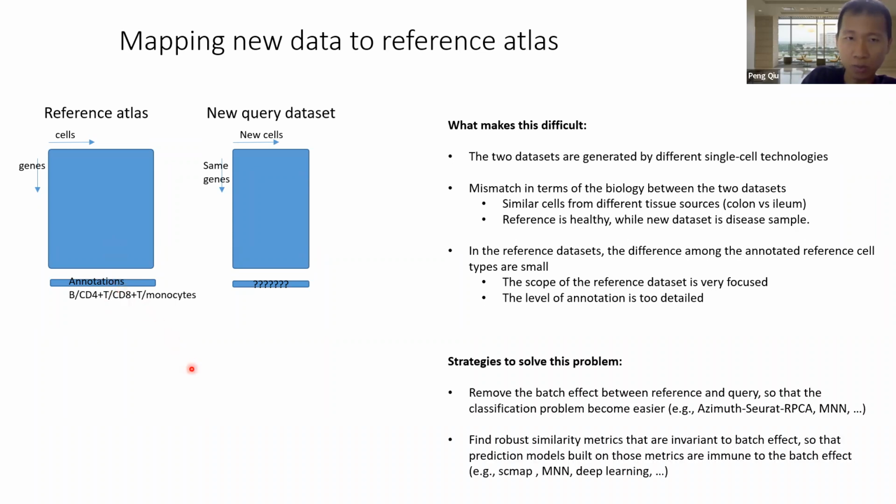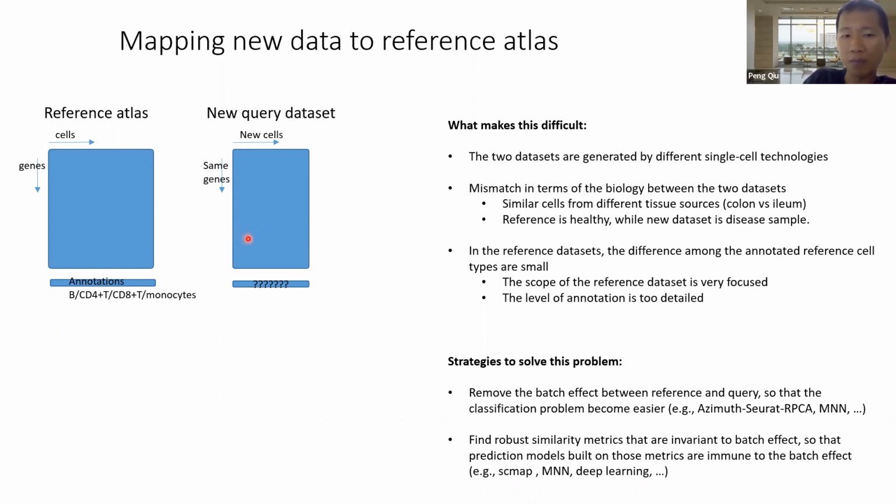Okay, so now when facing these difficulties, there are two general strategies that people use. One is that we can perform data integration and batch correction. There's a strong batch effect between these two data sets, so they're different, but let's apply existing data integration algorithms so that we can merge these two data sets in a way that shared cell types overlap and unique cell types are well separated.